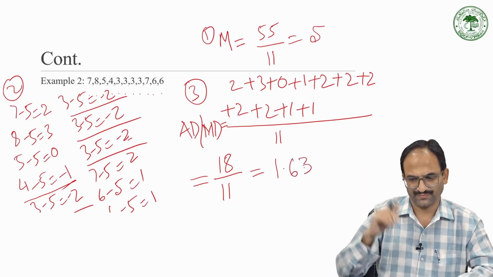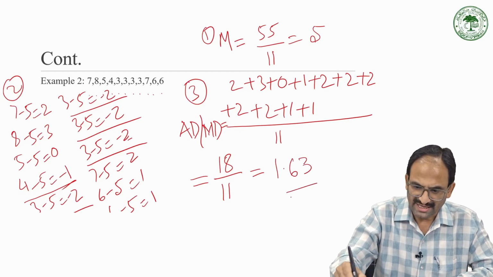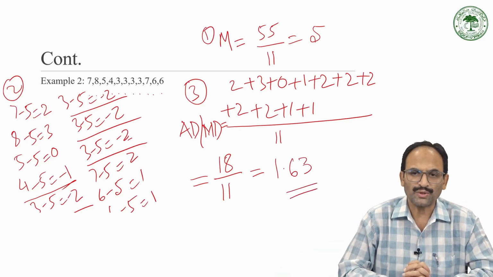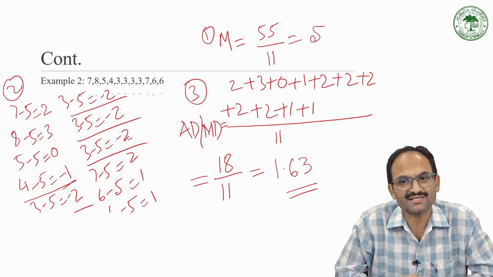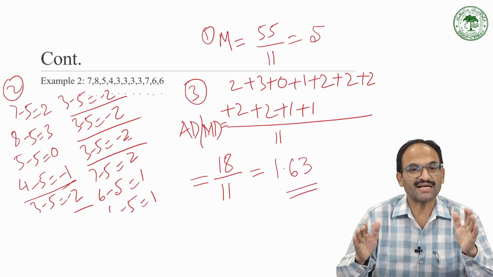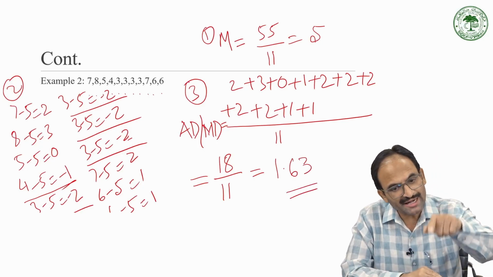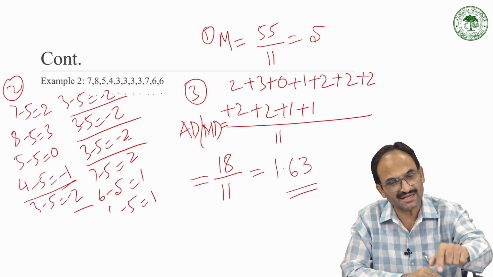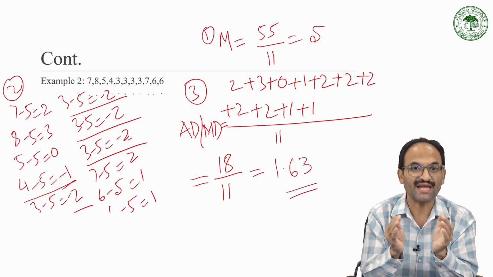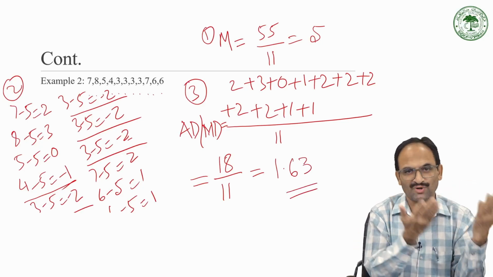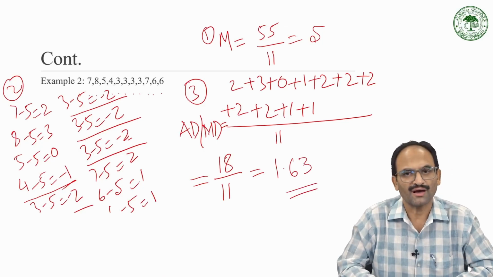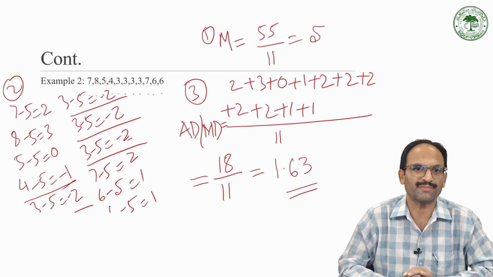So finally, the average deviation or the mean deviation is calculated as 1.63. So, what does it mean? It simply means that on average, every number in this particular data set is 1.63 units away from the mean, either positive side or negative side. So, this is how we calculate the average deviation or the mean deviation.